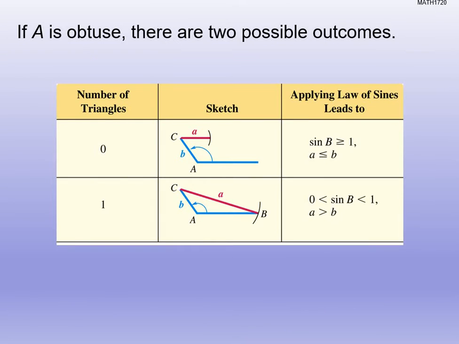So if we take a look, if we just try sketching this, if A is obtuse, we have the possibility of getting 0 or 1 triangle. It just depends on what B is. If sine of angle B is greater than 1, or if little b is greater than or equal to a, you're not going to get a triangle because a has to be the largest side across from the angle. We can't have the hypotenuse.